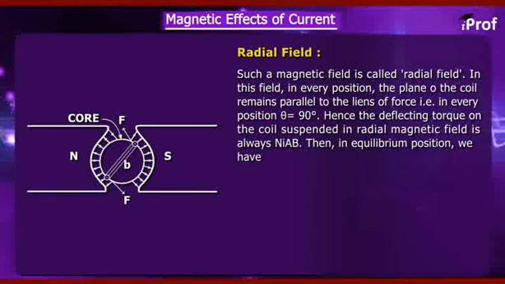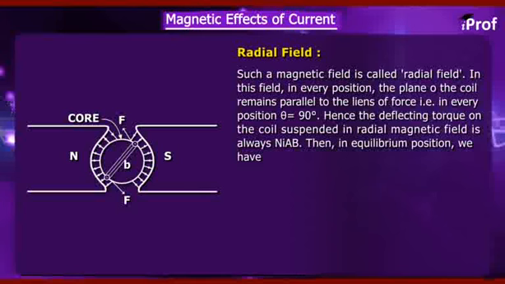In this field, in every position, the plane of the coil remains parallel to the lines of force. That is, in every position, theta equal to 90 degree. Hence, the deflecting torque on the coil suspended in radial magnetic field is always NIAB.